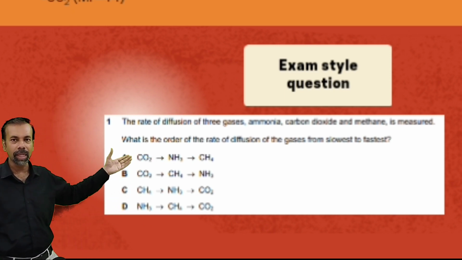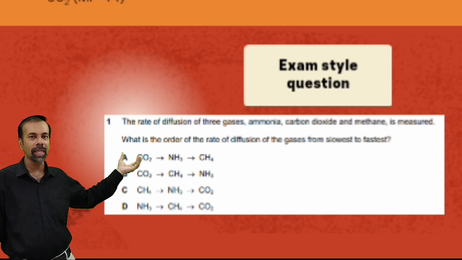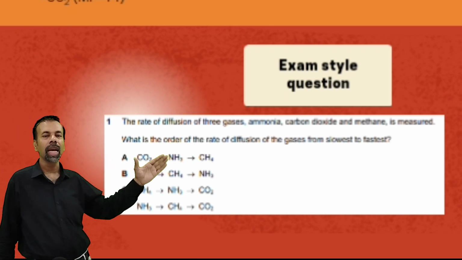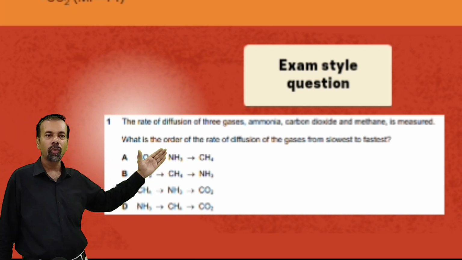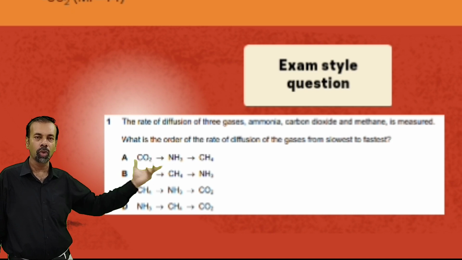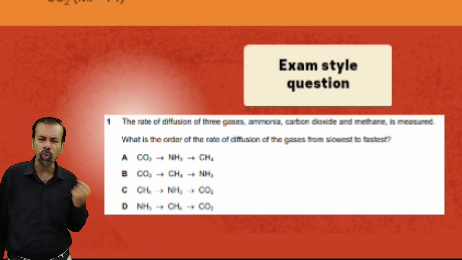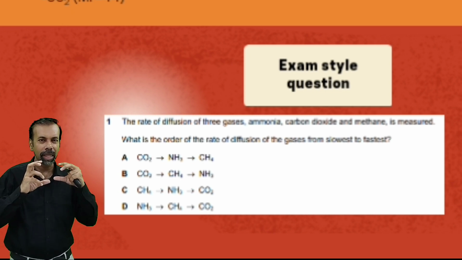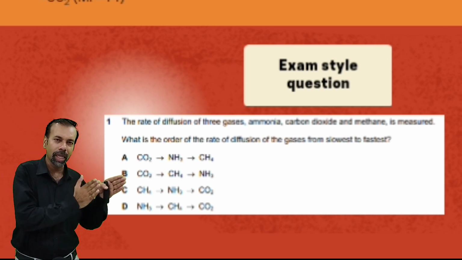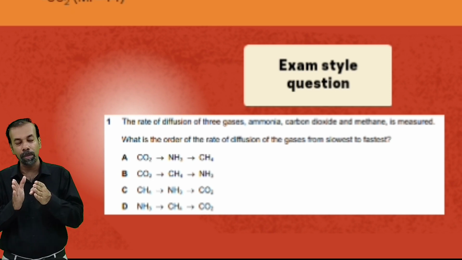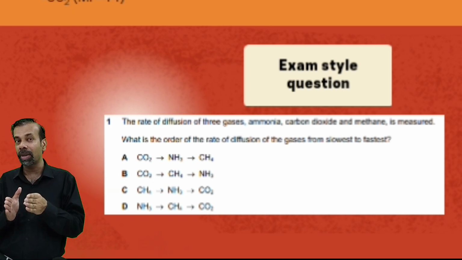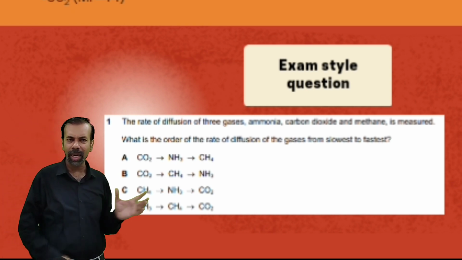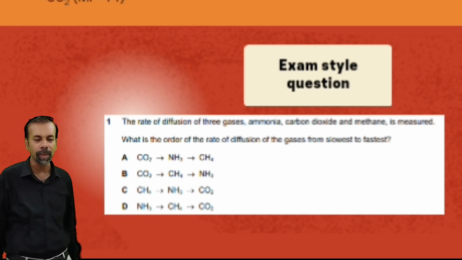So in this case, I think CO2 is the heaviest gas, which has mass 44, ammonia has 14 plus 3 is 17, and methane has mass 12 plus 4 is equal to 16. So CO2 will travel at the slowest speed because its mass is heaviest. So slowest is carbon dioxide, then comes ammonia with Mr 17, and then CH4 with 16. So option A is the correct answer for this question.